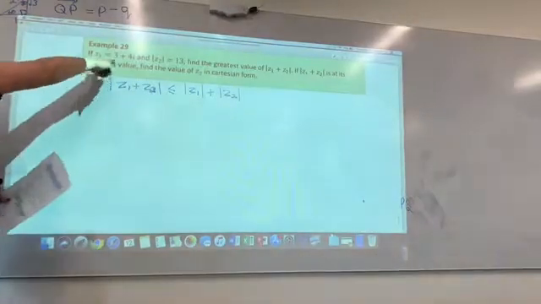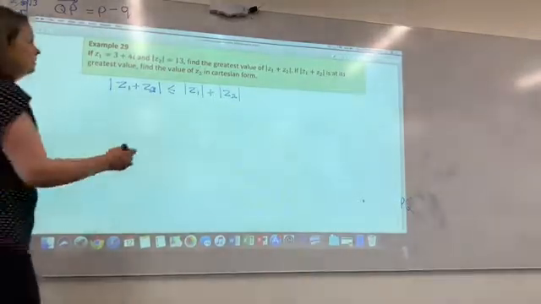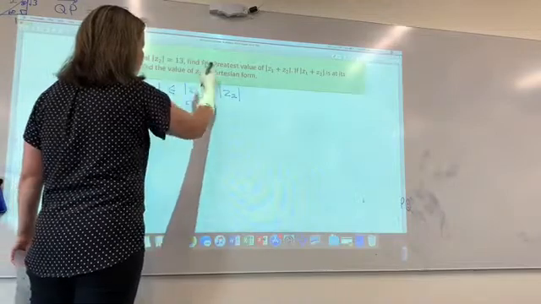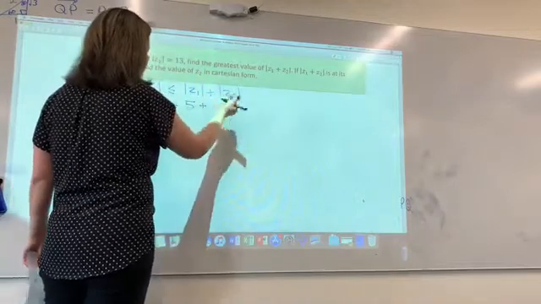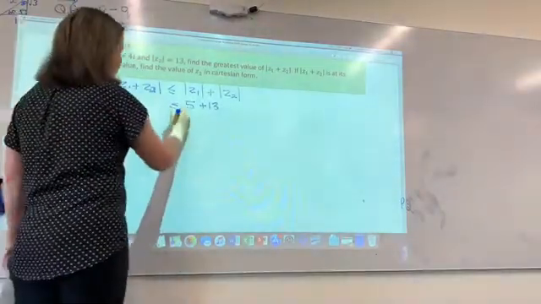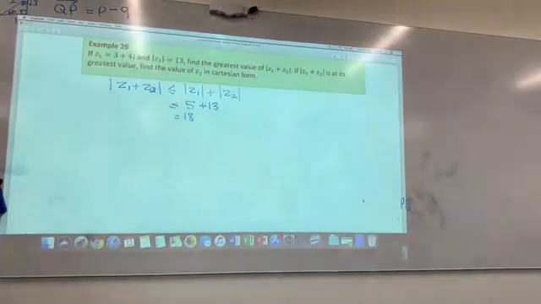What's the modulus of Z1? You should be able to see that straight away. 5. So the modulus of Z1 is 5. The modulus of Z2 is 13, so the greatest value of mod Z1 plus Z2 is just 18. If it is at its greatest value, find the value of Z2 in Cartesian form.